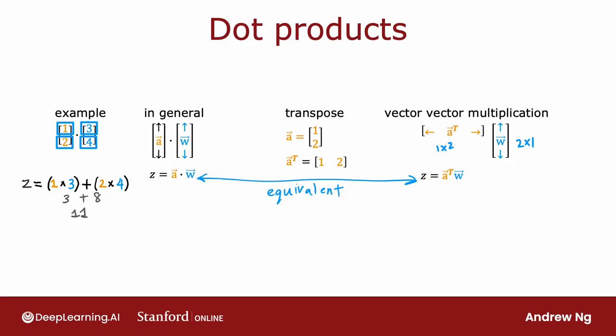So to recap, Z equals the dot product between A and W is the same as Z equals A transpose, that's this A, laid on the side, multiplied by W. And this will be useful for understanding matrix multiplication, that these are just two ways of writing the exact same computation to arrive at Z.